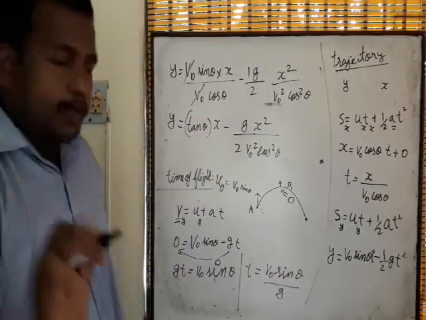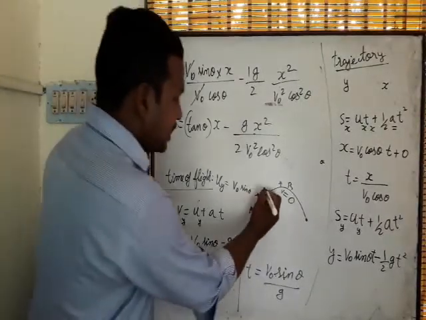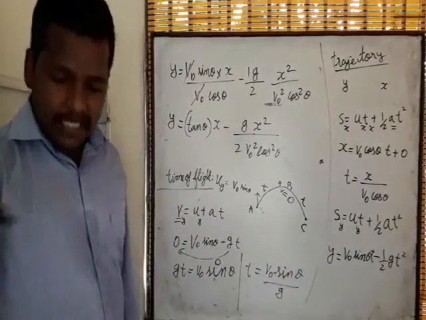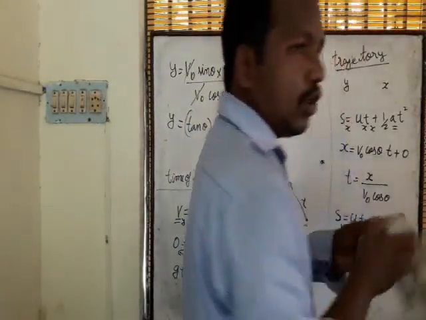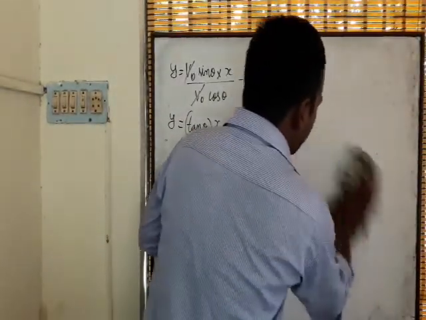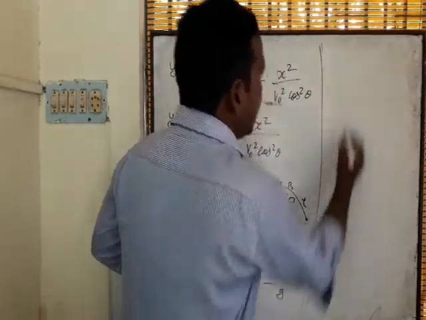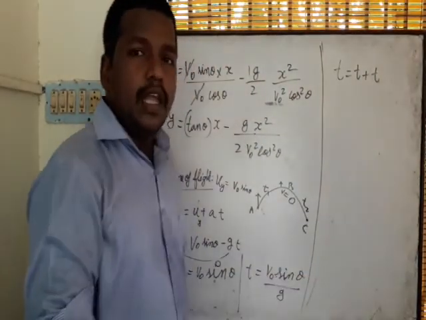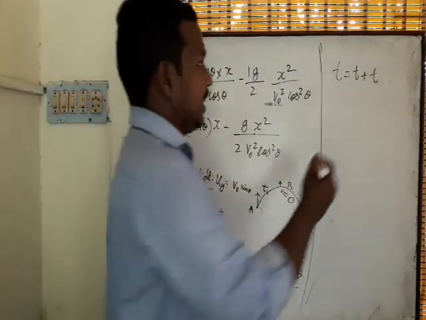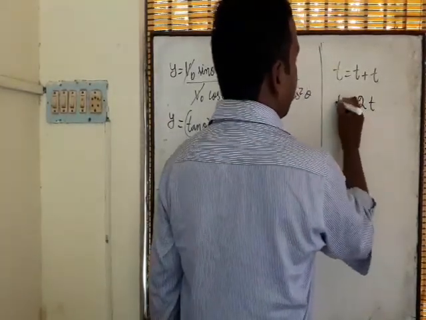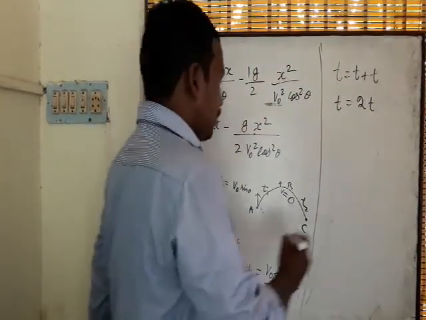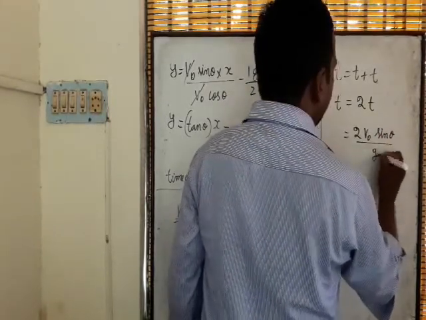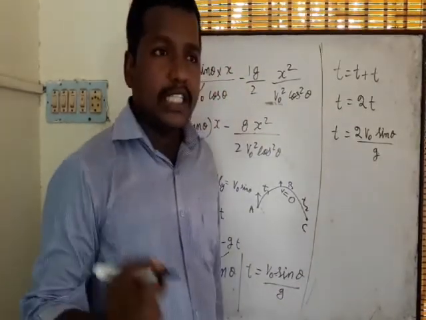This is only the object moving from A to B, which takes time t. That means B to C is also going to take time t. So t plus t is 2t, which is the total time. Both the time going up and the time coming down are equal. So the total time is 2 times t, and t is v naught sin theta by g, so the total time T is equal to 2 v naught sin theta by g. So I got the time of flight.